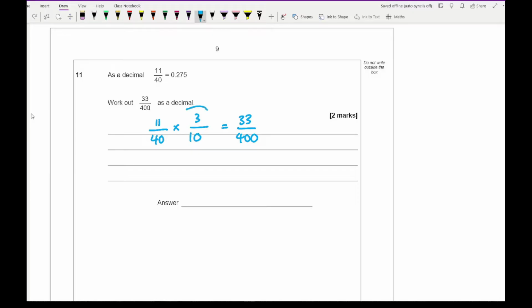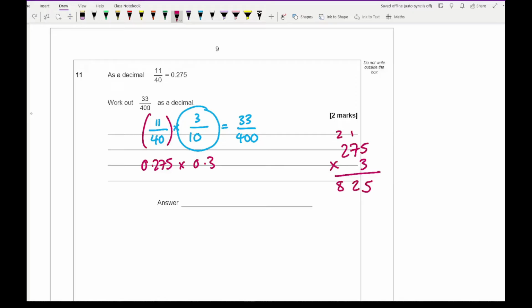So what I need to do then is multiply, well, this number here is 0.275, and this number here is 0.3. So all I then need to do is do 275 times 3. And if I then work that out, so I've got 15, 22, and 8. So it's going to be 825. Now to get from this, I've moved the decimal point 3 places that way and 1 place that way. So I need to move it 4 places in that direction. So 1, 2, 3, 4. So then the answer is going to be 0.0825.